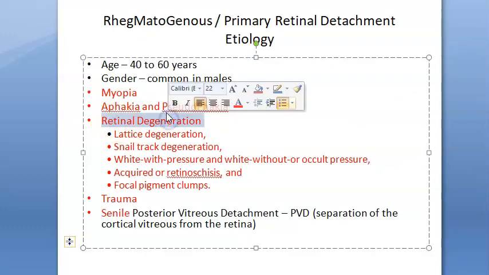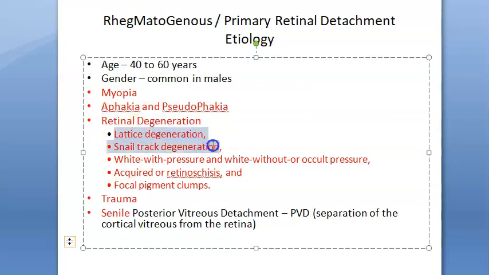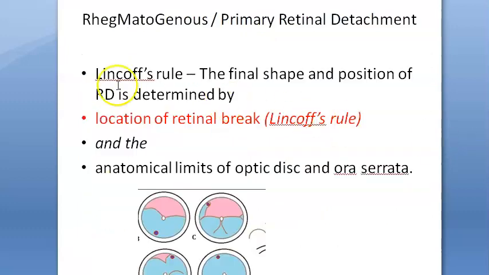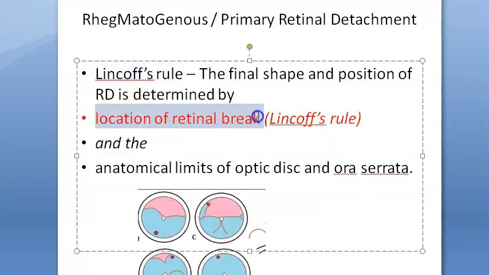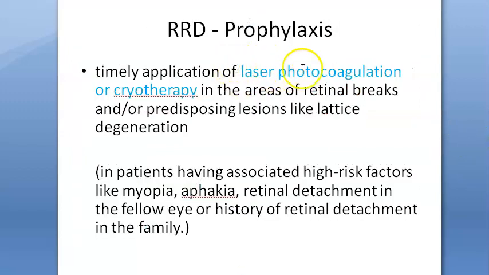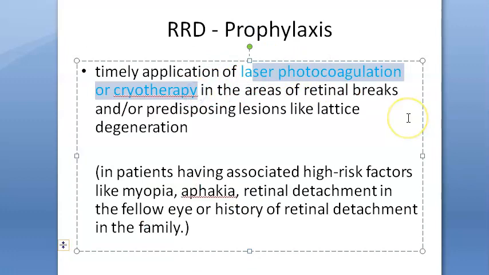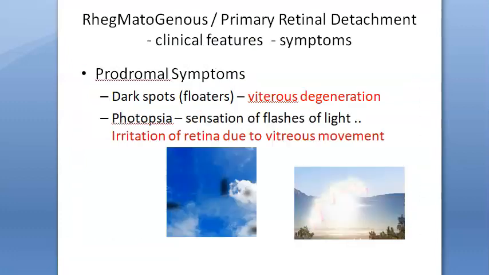And why in retinal degeneration there can be breaks, holes, etc. See lattice degeneration, snail track degeneration, so many types of degenerations because of which there's a hole or break through which the vitreous can enter. This will then lead to detachment. But to locate the break, they have Lincoff's rule. So that this break doesn't lead to a retinal detachment, they will do laser photocoagulation or cryotherapy so that they can seal this break, isn't it?